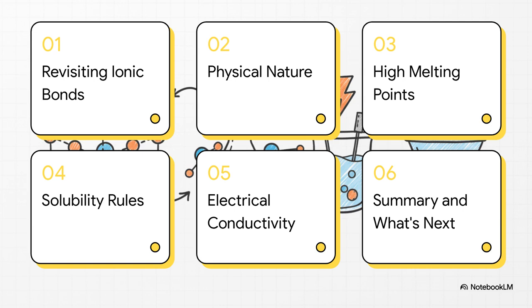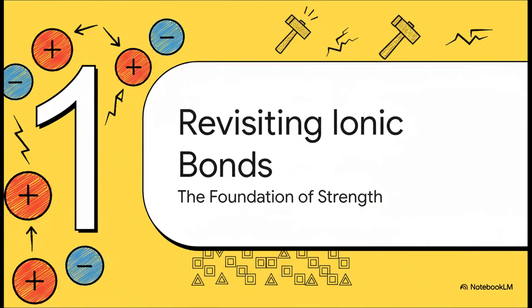We'll start with a recap of ionic bonds. Then, we will look at 4 key properties: their physical nature, their high melting points, their solubility, and finally, their electrical conductivity. All right, before we can discuss the properties, it's very important that we quickly recall how an ionic bond is formed in the first place.